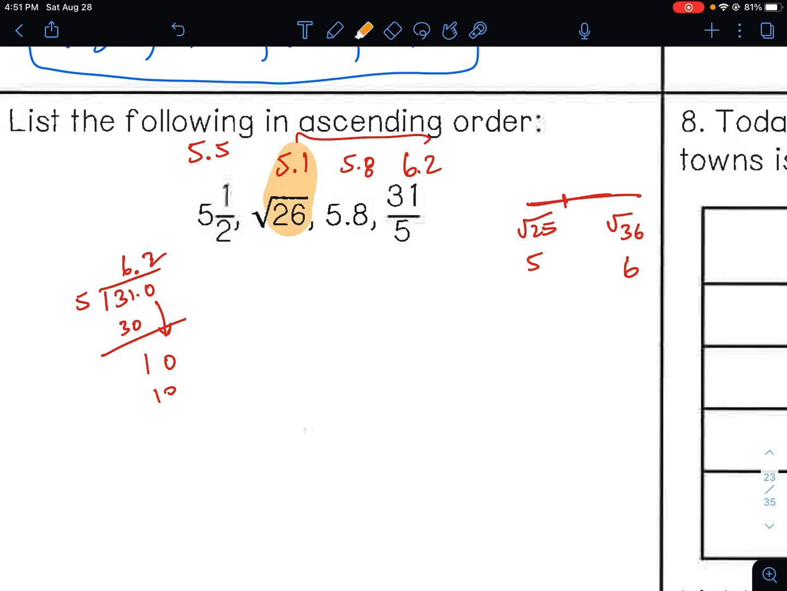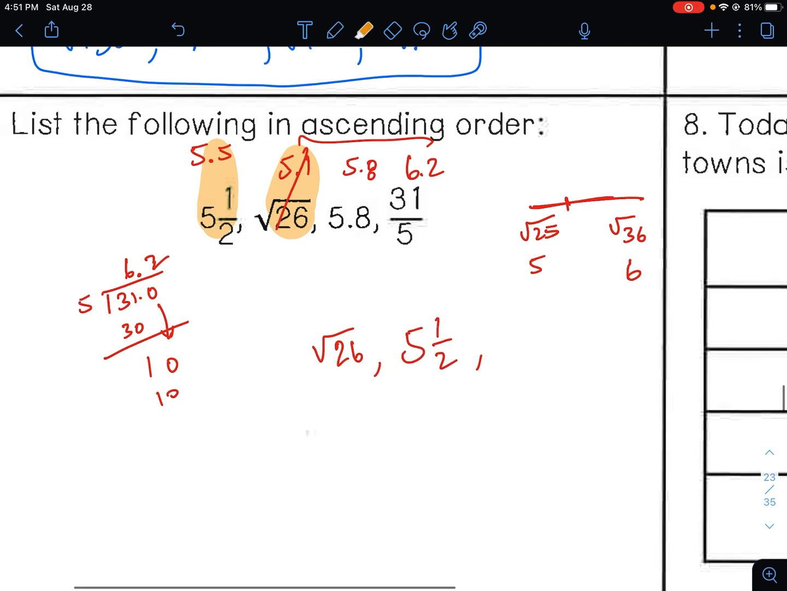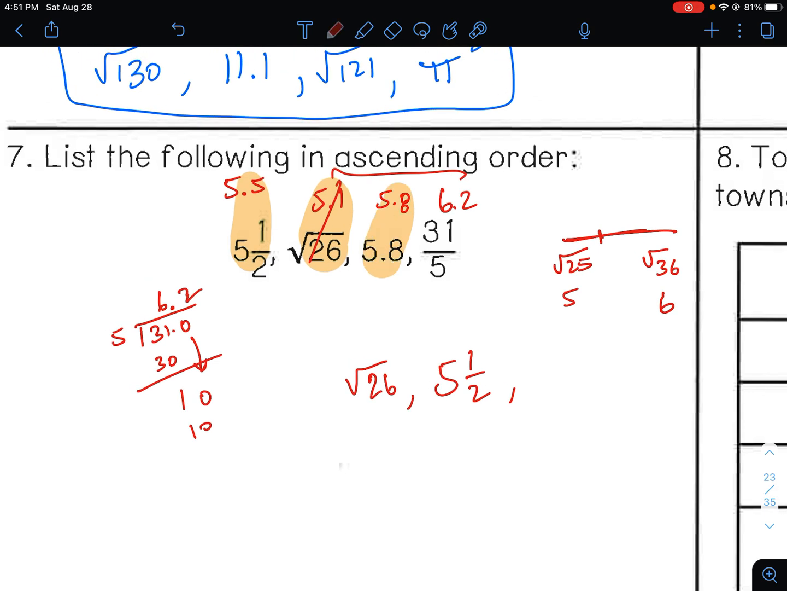5.1 is the smallest, so we are going to write that one first, which is radical 26. After 5.1 is 5.5, which is just 5.5. After 5.5 is 5.8, which is just 5.8. And after 5.8 is our last one, which is 31/5.